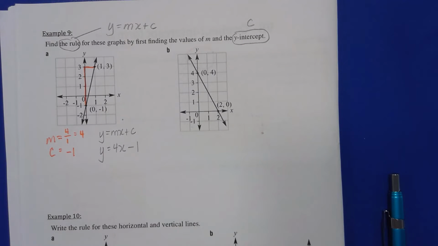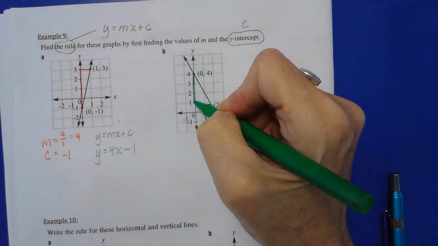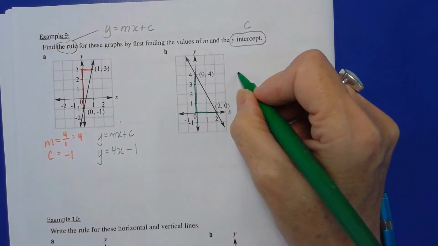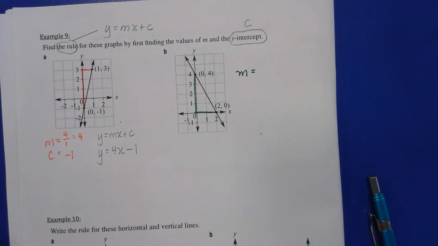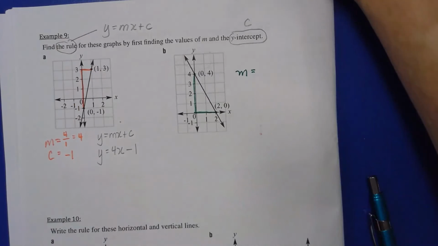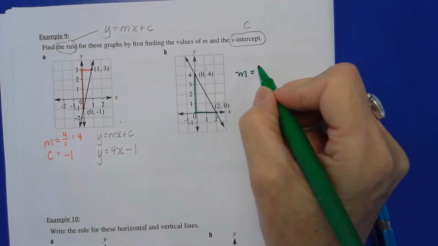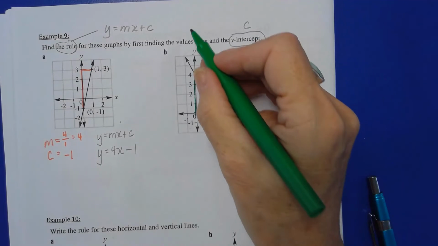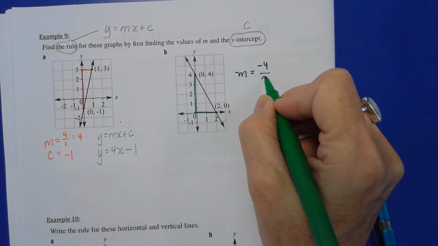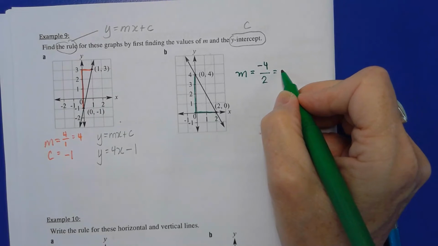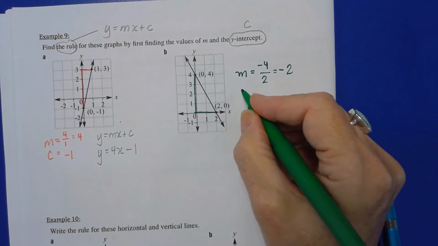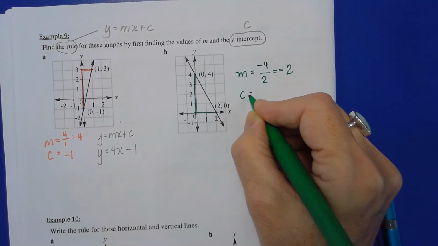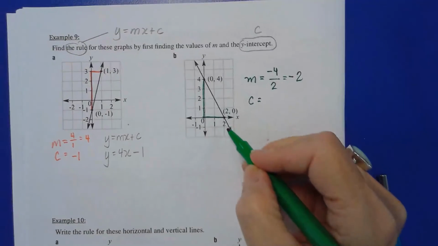Okay. How about this one? The gradient's a bit different on this one, isn't it? I'm going to draw my triangle. What do you reckon? So we're going to go down 4, not up, would be way up there. Down 4 and over how many? 2. What's -4 over 2? Thank you, -2. Beautiful. And where does it go through the y-axis? Right here, 4.